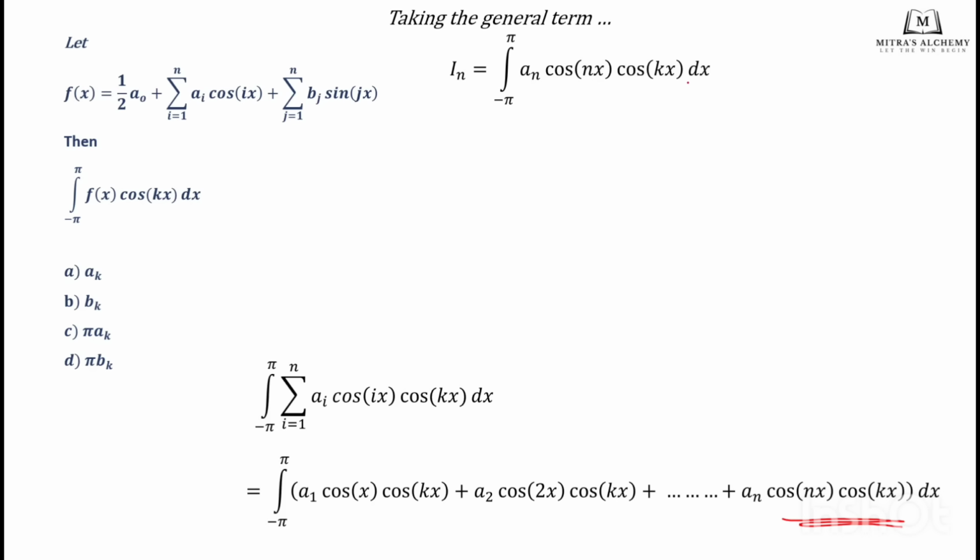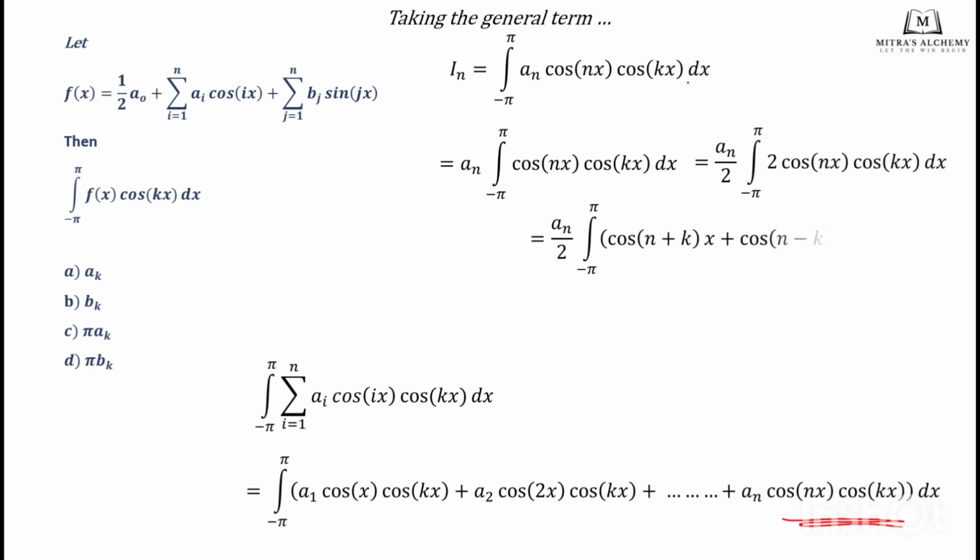Now why do I take the general term? So that I will integrate this general term and apply the same concept to each and every term. Let's see what happens. I take a_n outside because a_n is a constant anyway. So I have cos nx cos kx. What do I do with it? I multiply and divide by 2 so that this entire term can become an addition of 2 terms. What did I do? I have 2 cos a cos b getting converted to cos(a plus b) plus cos(a minus b).